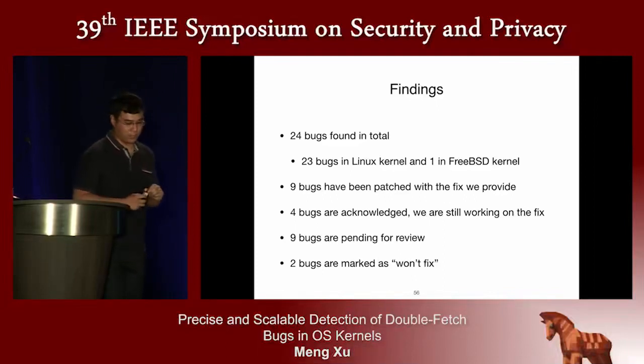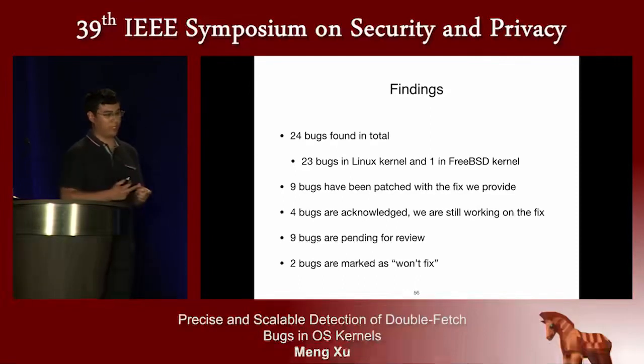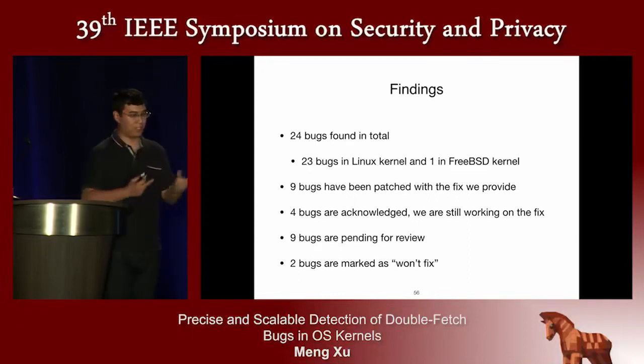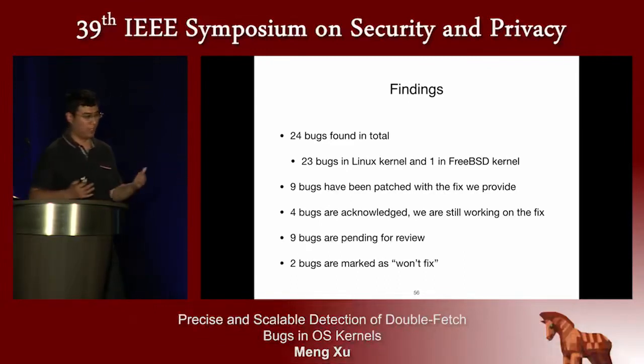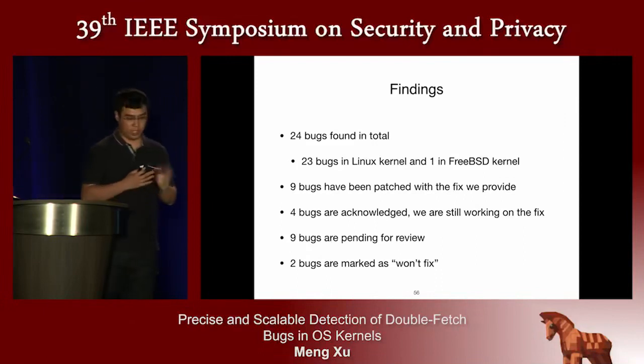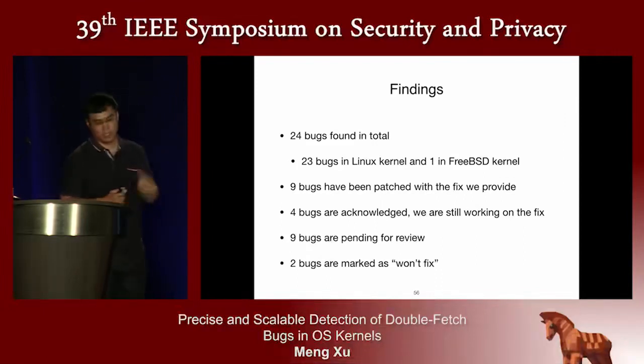The other bug is due to an assumption we made, which is not quite wrong or quite right. We argued that the two fetches happen in the same function, but it turns out there could be cases where, when you exit the function, you still have the information of the first fetch, and therefore you can still do some validation outside this function to make sure the two fetches have the same value. But this is not very common in kernel space. We only have one such case, and it is also marked as won't fix.